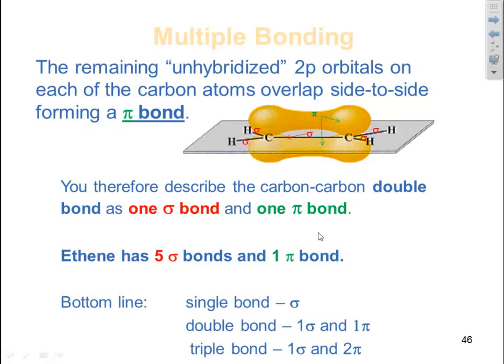Bottom line, fairly simple. If you got a single bond, it's a sigma. It's a head-to-head overlap. If you got a double bond, one of those bonds is a sigma head-to-head, the other one is a pi, side to side. Triple bond, one of those is a sigma head-to-head, the other two are pi bonds, side-to-side overlaps. So, simply just learn this.